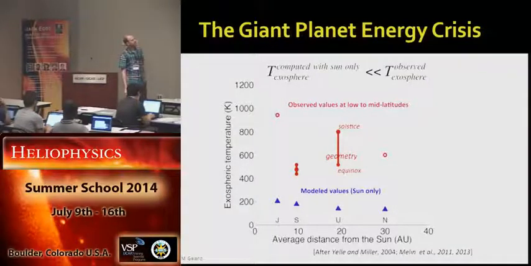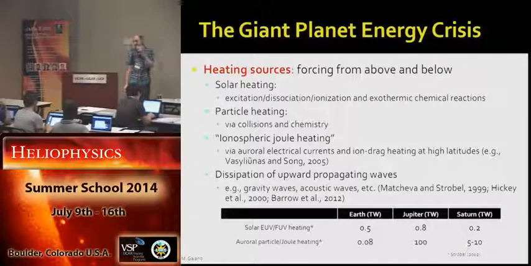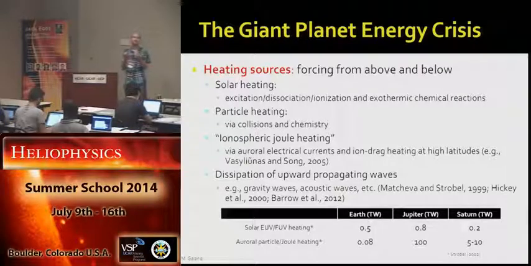How might we make up that shortfall? What are the heating sources available? Of course, there's solar heating, which we've gone through. There's particle heating, and particle heating can be broken up into two categories. First of all, there's the billiard ball of a particle smashing through the atmosphere and imparting some collisional heating. That's actually very minimal. Most of the heating comes from what's called ionospheric Joule heating, which is the currents that are driven through the ionosphere, and the ion drag heating at the high latitudes that results from neutrals and ions interacting. Finally, there's dissipation of upward propagating waves from the lower atmosphere that may provide heating.